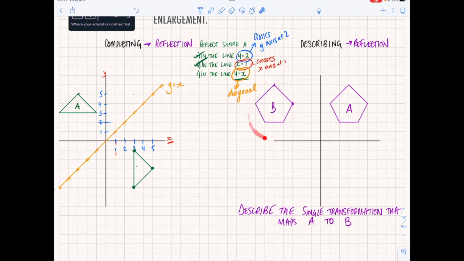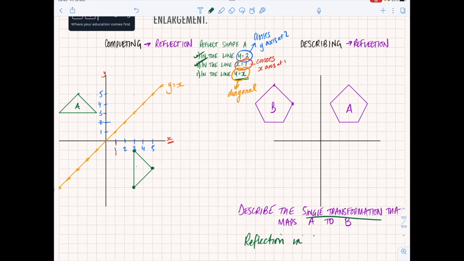Okay, so let's look at what happens if you're describing it now. So here we've got two shapes, shape A and shape B. It is clear that that is a reflection, but you could also say this is a translation because the shape has just moved across, but we're talking about reflection, so we're just going to look at describing it with a reflection. So because it says describe the single transformation, we need to use the word reflection. Okay, we're not using the word flipped or anything like that. We're saying the word reflection.